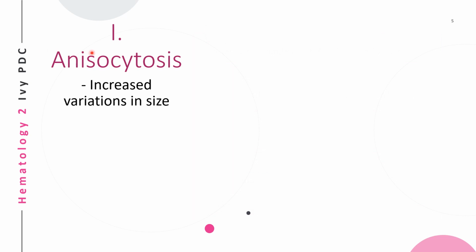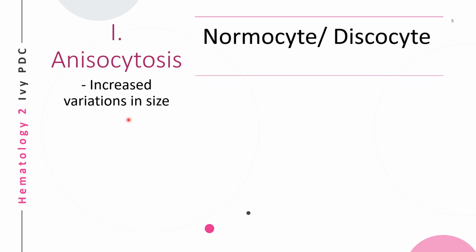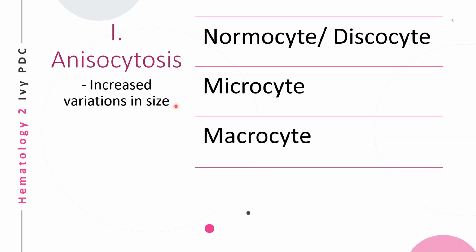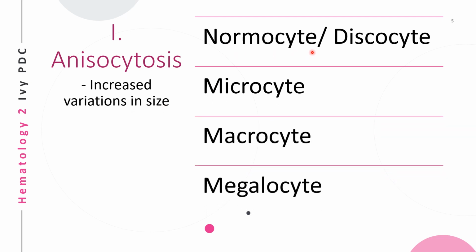Let's start with anisocytosis. Again, anisocytosis is an increased number of red blood cells, and these increased red blood cells will also have a variation in size. When we say anisocytosis, they can be divided into four different descriptions. We have the normocytes, also known as the discocytes. So these are the normal size of red blood cells, microcytes, macrocytes, and megalocyte.